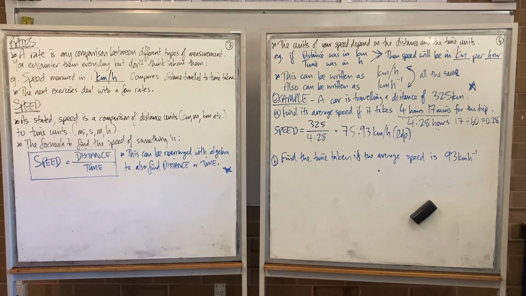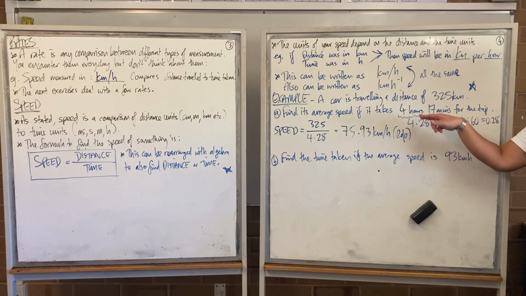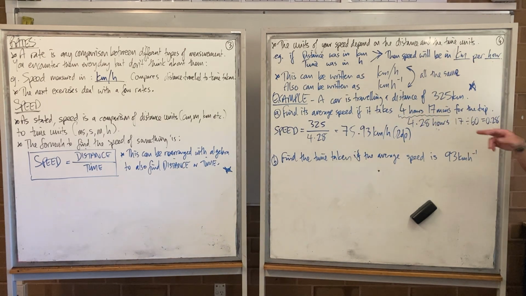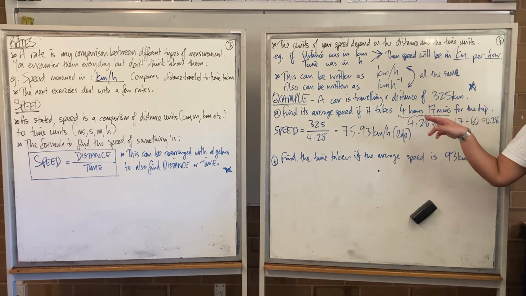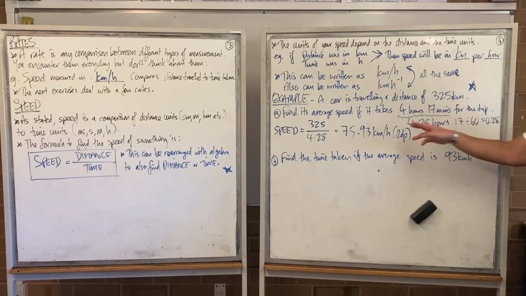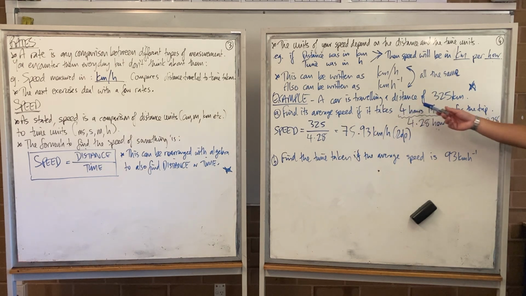That's one way to do it. Some people might feel more confident. How many minutes are there in an hour? 60. Some people might have chosen to convert this into minutes. It'd be like 257, and then gone 325 divided by 257, and that'll tell you kilometers per minute. But then if you wanted kilometers per hour, you just times it by 60, and then you'll get back to the same situation.